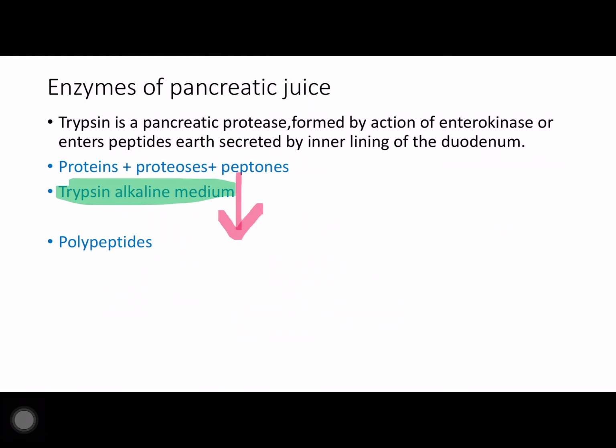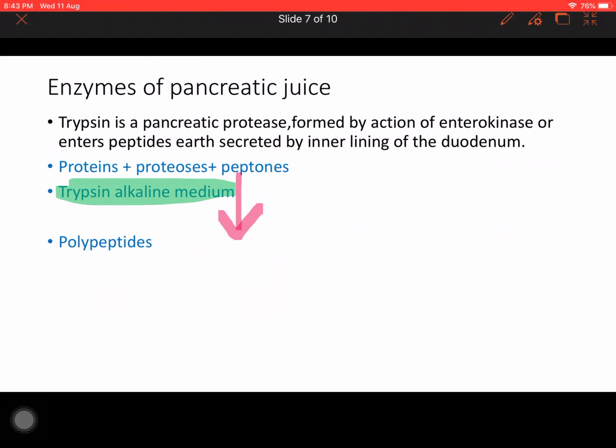So let us see. Now first, we are taking trypsin, a pancreatic protease, right? It is formed from trypsinogen by the action of an enzyme called enterokinase, also called enteropeptidase, from the inner lining of the duodenum. And it acts mainly on proteins. So it acts on proteins, proteoses and peptones.